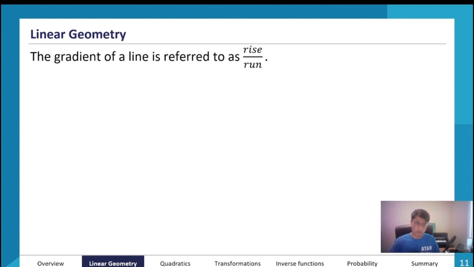All right, so moving on, we've got the gradient of a line. Now, if you remember back to the very first slide, we were talking about the equation of a linear relation. We've got y equals mx plus c. M is going to be the gradient of the line, how steep the line is. So again, you should be familiar with this. The idea of the gradient is mathematically defined as the rise over the run.